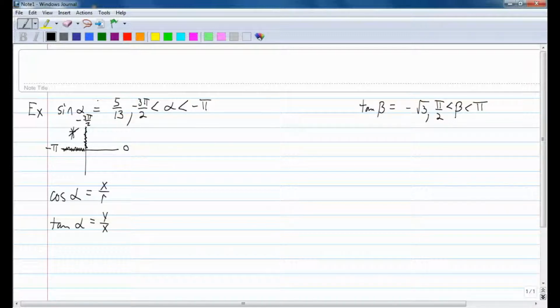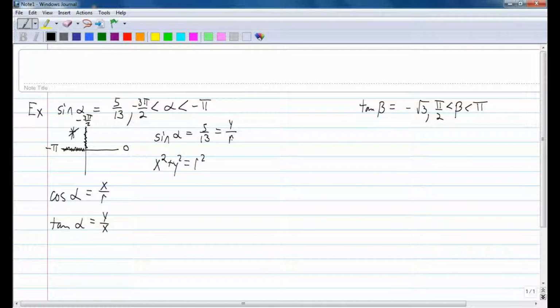We were given in the problem that the sine of alpha is equal to 5 over 13. So if we know that, we also know that sine is y over r. So we have what y is equal to. It's equal to a positive 5. R is equal to a positive 13. We need to figure out x because we need that for both of these other trig functions. So use your formula x squared plus y squared equals r squared and solve for x.